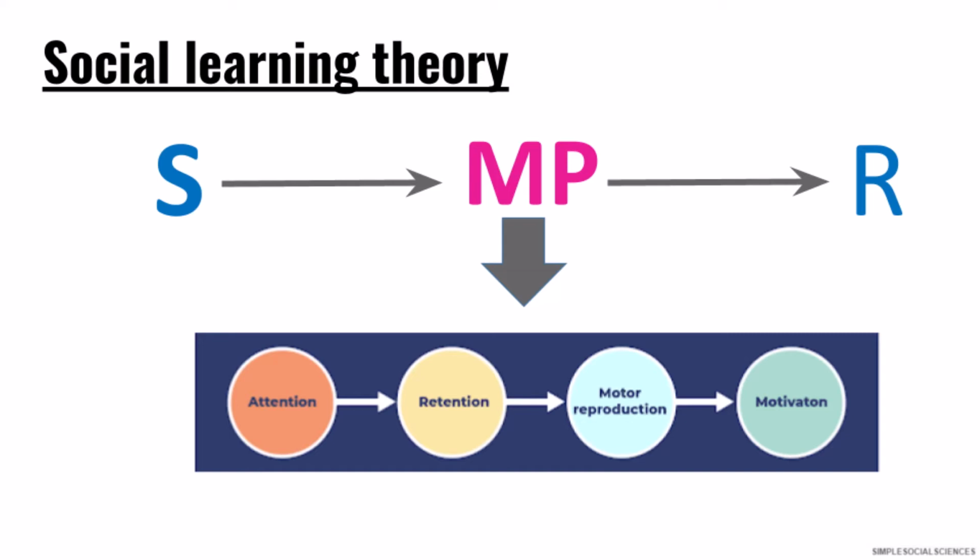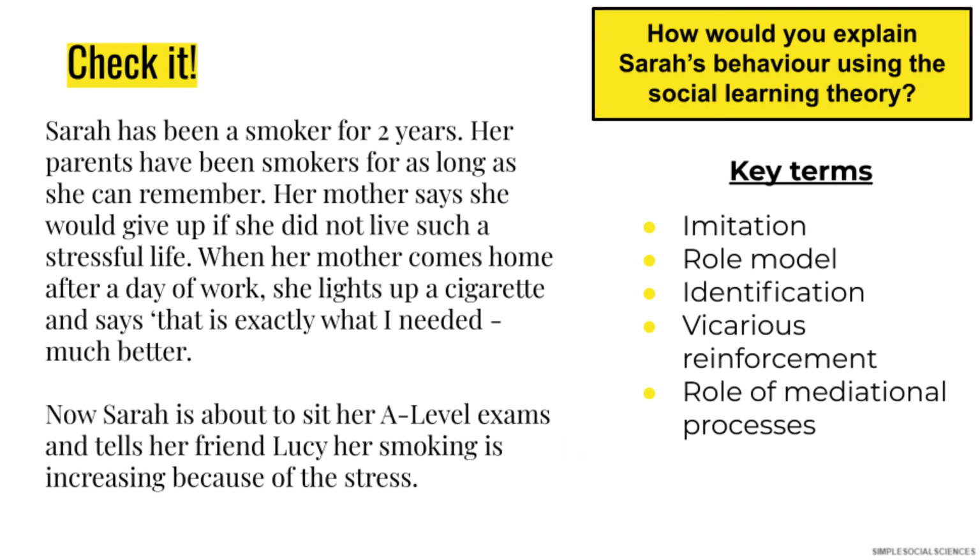So mediational processes is what will determine whether an individual will learn and display behaviours after they observe them from the role models. Now let's test how well we understand these social learning theory concepts by taking a look at a new scenario. So we're going to look at Sarah's situation with her parents.